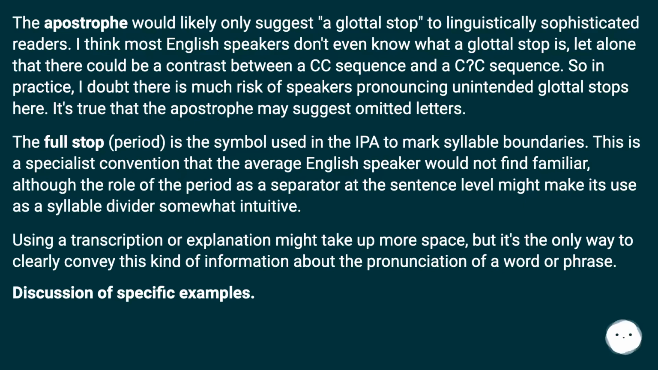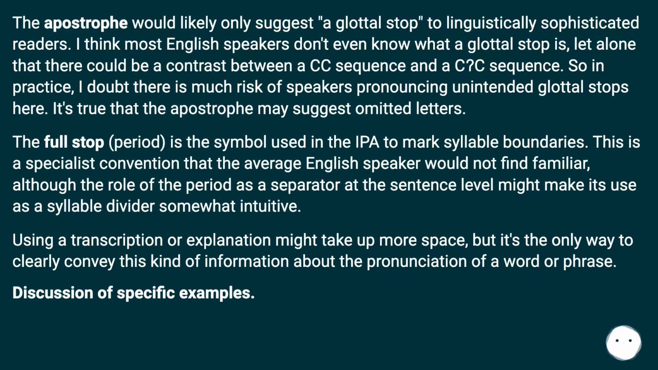It's true that the apostrophe may suggest omitted letters. The full stop, period, is the symbol used in the IPA to mark syllable boundaries. This is a specialist convention that the average English speaker would not find familiar, although the role of the period as a separator at the sentence level might make its use as a syllable divider somewhat intuitive. Using a transcription or explanation might take up more space, but it's the only way to clearly convey this kind of information about the pronunciation of a word or phrase.